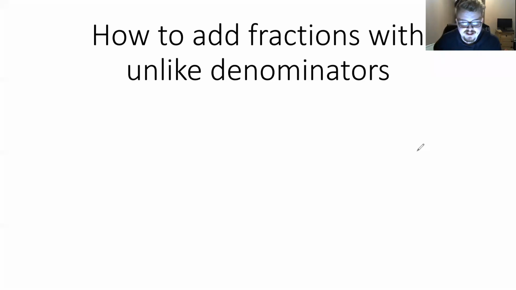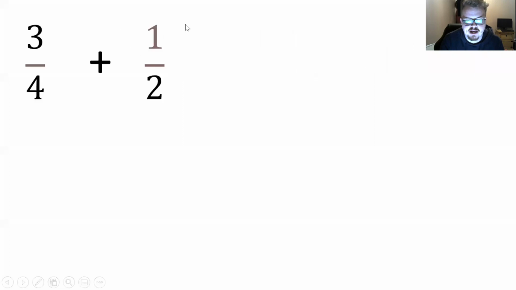Hello. In this video, we're going to be looking at how we add fractions with unlike denominators. So the first thing we have to realize is what a denominator is. If we look at this question here, we've got 3/4 plus 1/2. The denominator is the bottom number of the fraction. So we've got the 2 there, and we've got a 4 there. When the denominators are different, it's slightly trickier to add fractions together. So this is the way that we do it.